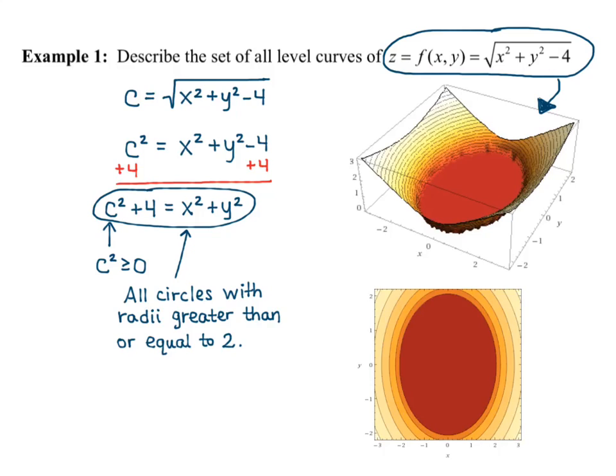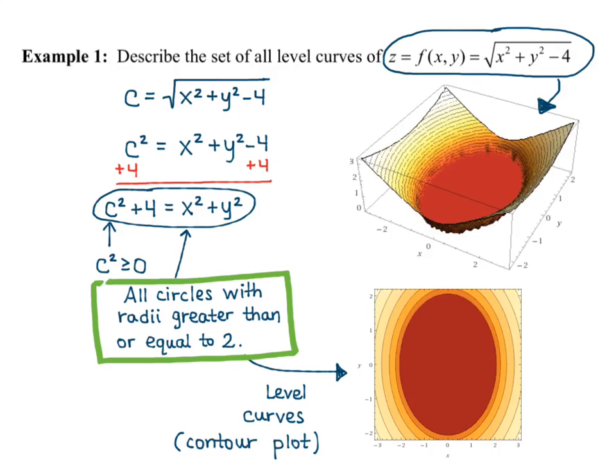So now, if I go to the contour plot, which is basically a plot of the level curves, I get all of these circles surrounding the circle of radius 2, and the circle of radius 2 is really a boundary of my domain, as we talked about in video 1. So here's the level curves or contour plot of the function. So to describe the set of all level curves, we would say all circles with radii greater than or equal to 2. That's how you would actually answer that question. And then to visualize it, you would look at the graphs.